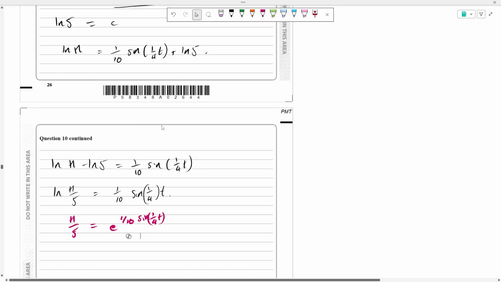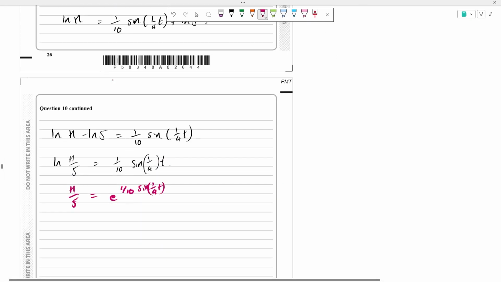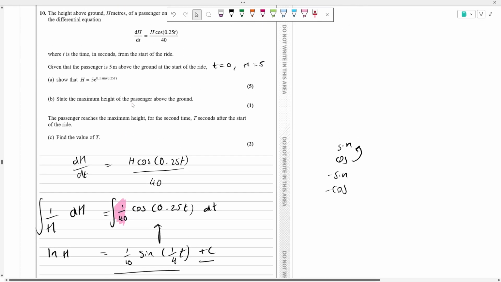And then I'm also going to times by 5. You can see we have a 5 here. That means that h, I'm going to put everything in terms of decimals, just because we've done that, is 5e to the 0.1 sine of 0.25t. Perfect. That's part A complete.